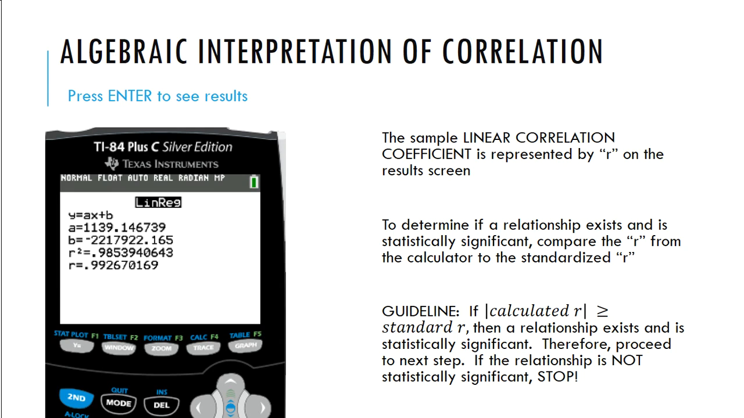Y equals AX plus B. Well, in this case, remember, I said that you could flip the A and the B. Because the A is next to the X, that's the slope. So A equals 1,139.14. B is negative, whoa, that's a big number, 2217922.165. Your R squared is 0.98539, and your R is 0.9926. We'll go on to what that means in just a minute. So whenever you do this, you want to go ahead and write down what R squared is and write your equation down.